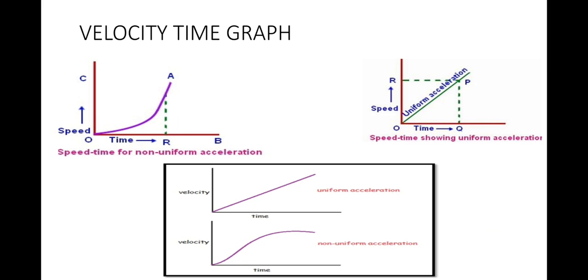Similarly, as we have done in the distance time graph, if the slope of this speed time graph is constant, then it would be uniform acceleration, a straight line graph as shown here. But if it is not a constant slope, it means it is a non-uniform acceleration. That means the speed is not changing uniformly with time. It means the speed is increasing at an unequal rate.